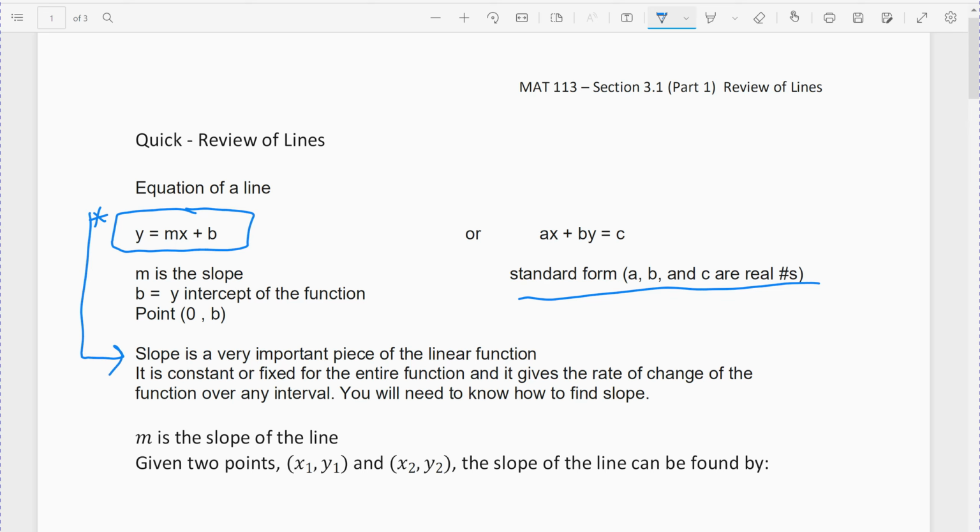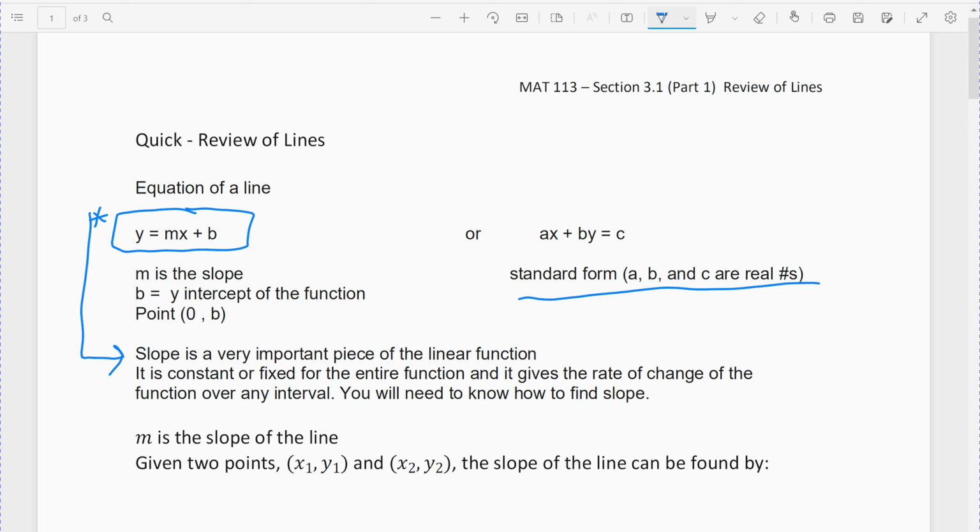It's constant or fixed for the entire function. It's important because it tells us how fast, if it's a big number, or how slow, if it's a small number, my function's increasing, moving up, or decreasing, moving down. It's constant because no matter where you are, so suppose that my linear function represents cost. My cost would be, if it's a positive number, and it should be a positive number for cost, increasing at the same rate no matter what time period I am in. If I'm in the first week, first day, first month, whatever, it's increasing at the same speed no matter where on my line I am.